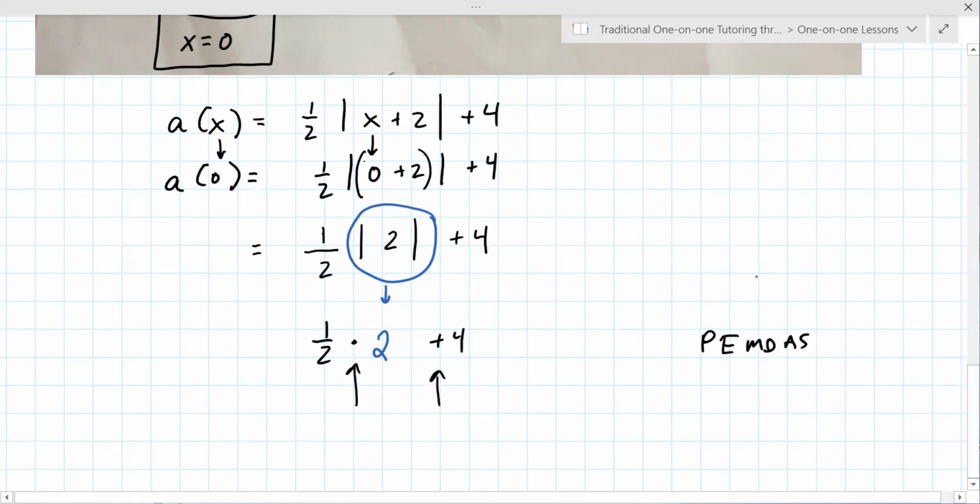Which do you do first, multiplication or addition? Oh, okay. Multiplication. That's right. So what is 1/2 of 2?